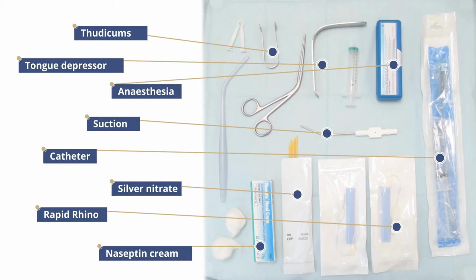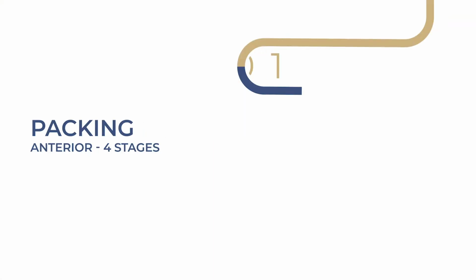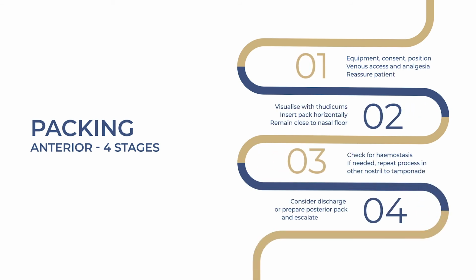In addition to this, have ready some ribbon gauze and a 10ml syringe filled with air. As this may be a significant bleed, ensure you have good venous access before you begin to pack. There are 4 stages for anterior packing, shown here for later reference.